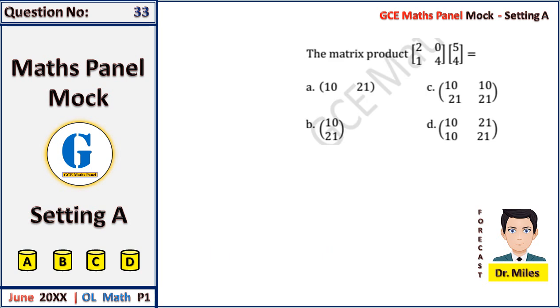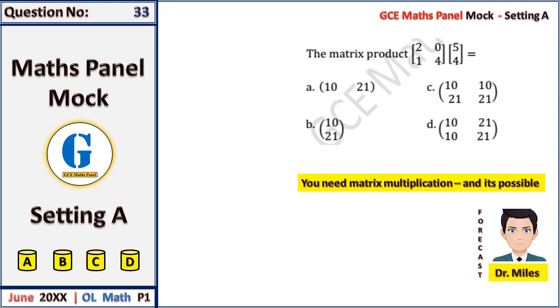33, the matrix product. So we have to do matrix multiplication here, and looking at this, it is actually compatible, or students usually say it's possible. So we have row 1 of the first matrix times the column 1 of the second matrix, that gives us 10, and row 2 of the first matrix times column 1 of the second matrix, that gives us 21, and this matrix is 10, 21.